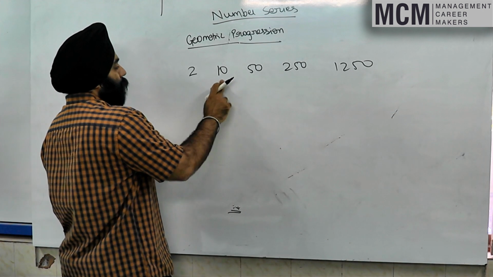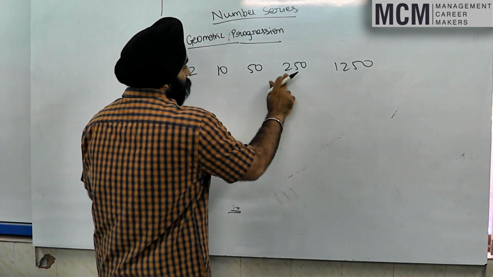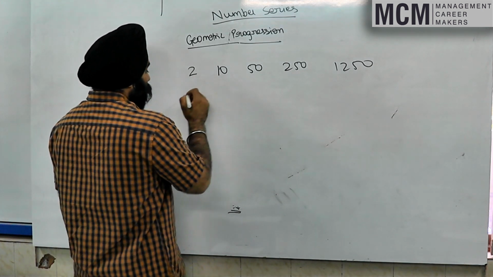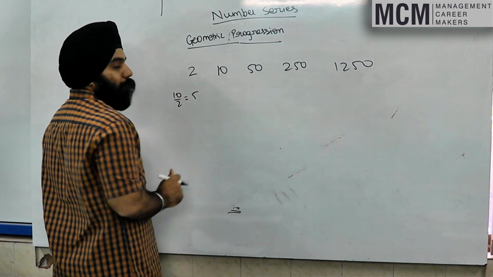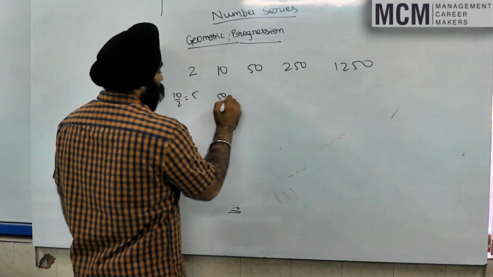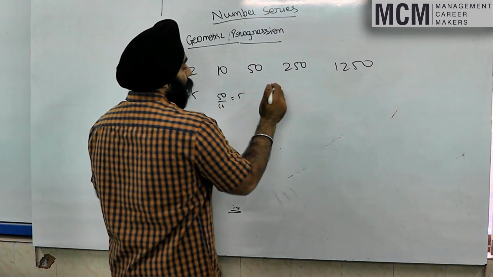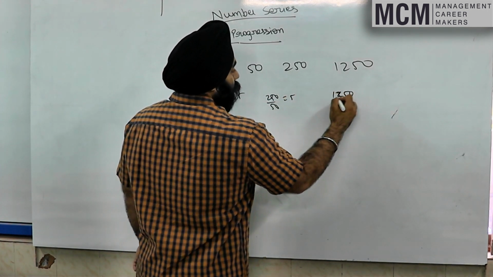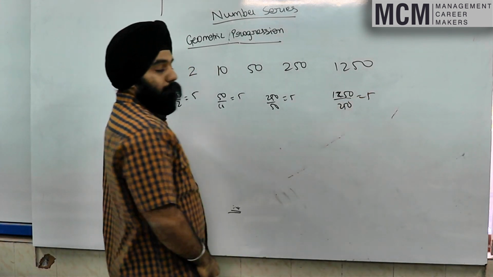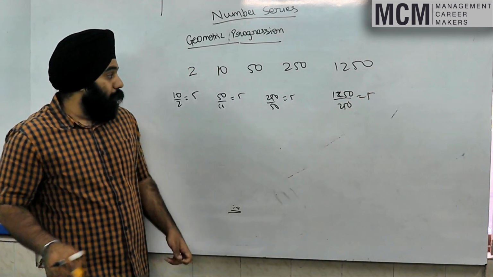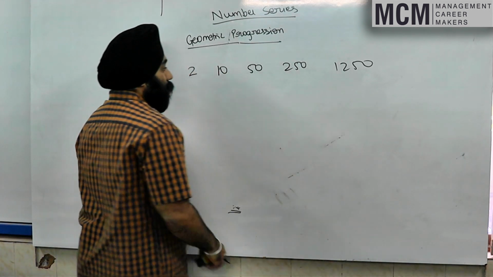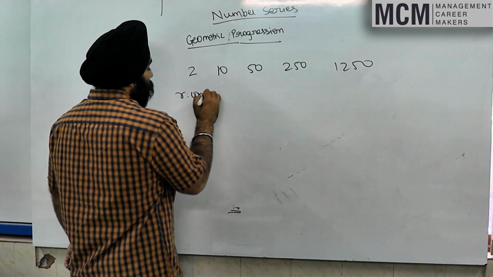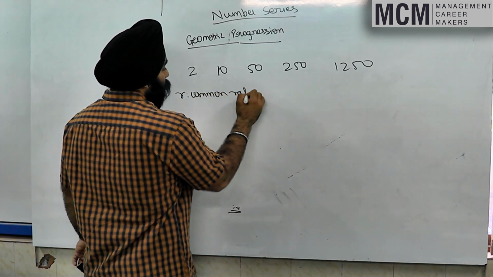Here you see that the difference is 8 over here, the difference is 40, the difference here is 200. It doesn't have a common difference. But notice how 10 divided by 2 is what? 5. 50 divided by 10 is 5. 250 divided by 50 again is 5. 1250 divided by 250 is again 5. Right? So over here, instead of a common difference, there is a common ratio. Here, R represents the common ratio.